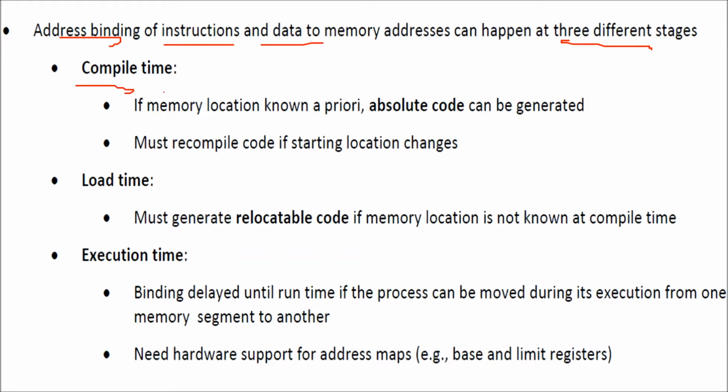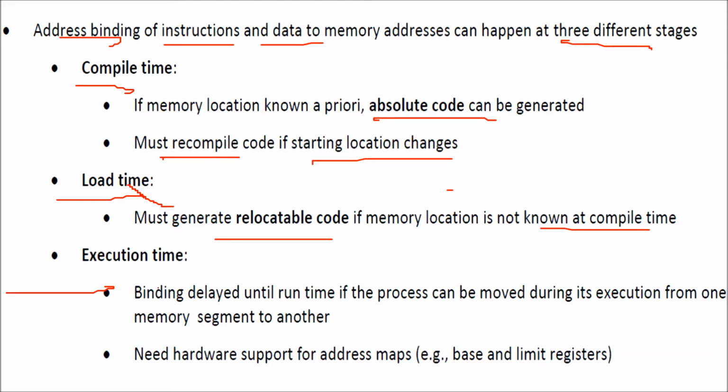First is compile time. That is, if the memory location is known previously, absolute code can be generated. But if you recompile, it has to start from the initial. The recompilation has to be done if the starting location changes. How about load time? Here, it must generate relocatable code if the memory location is not known at compile time. You will understand this with the diagram.